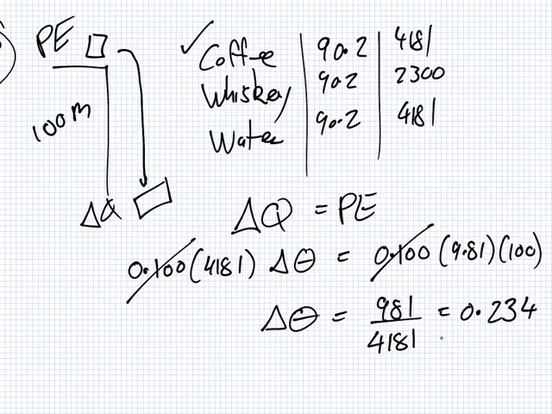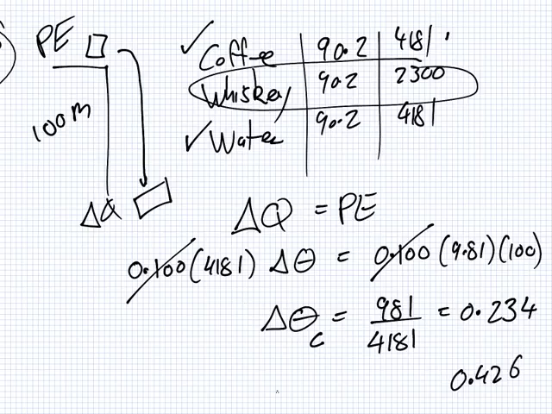Now, when you do the same thing for the whiskey and the water, the only thing that's different in the final answer is what? That was for the coffee. Well, because the masses cancelled, this one and this one will actually be the same. And what's the whiskey going to be? 981 divided by 2300. 0.426, and that's the change in the temperature of the whiskey. Now, which answer do you take?